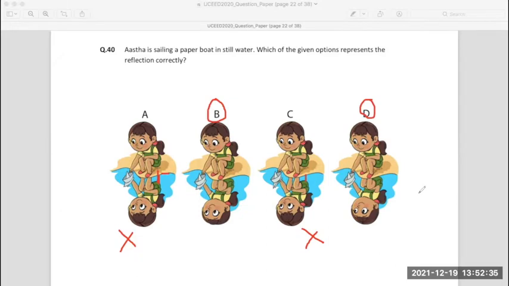D is wrong. Why? The eyes. Yes, very good. The eyes are looking upward, whereas they should be looking downwards, like what is seen in B. So B is the correct one here. Is that clear? Good. You're progressing. Nice.